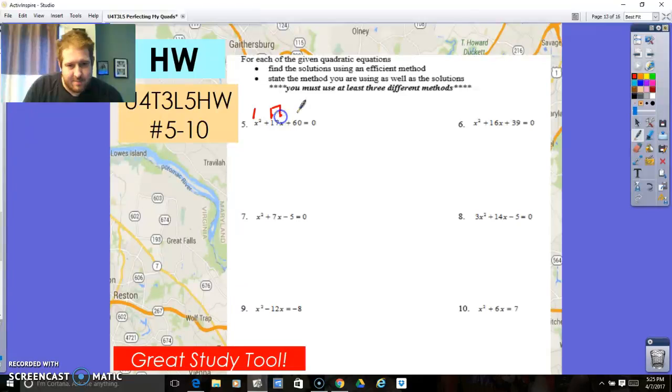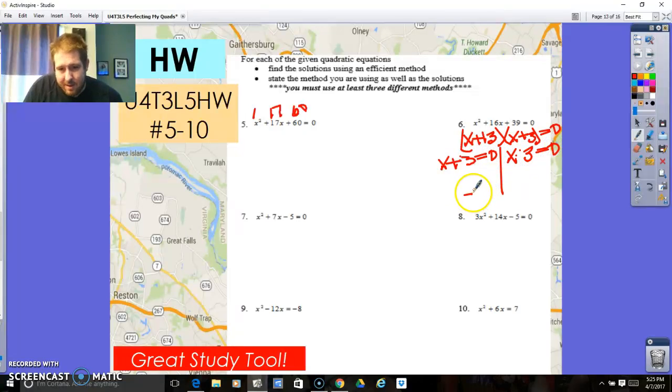A is 1, B is 17, and C is 60. Let me pick one that is factorable. Negative 5, nope, that's not factorable either. 39 can be divided by 13. 13 and 3. Okay, so that's x plus 13 and x plus 3 equals 0. Now set each one equal to 0 and solve. X plus 3 equals 0. So the answer here is going to be negative 13 and negative 3.